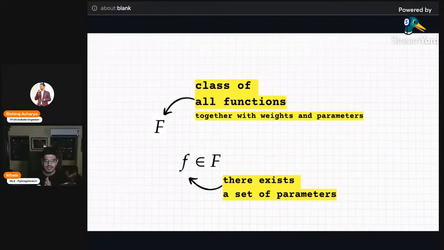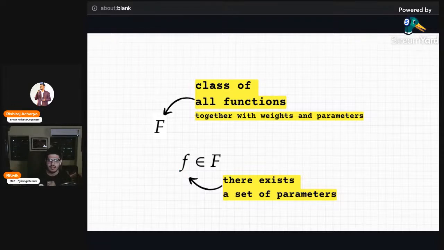So capital F is the class of all functions together with weights and parameters. What I mean by that is that it's the class of all possible functions given a neural network. A deep neural network is supposed to approximate a function. We are saying that capital F is the class of all possible functions together with its weights and parameters, which means that for all functions small f, let me know if you can see the pointer on the screen, there exists a set of parameters which can be obtained through training.